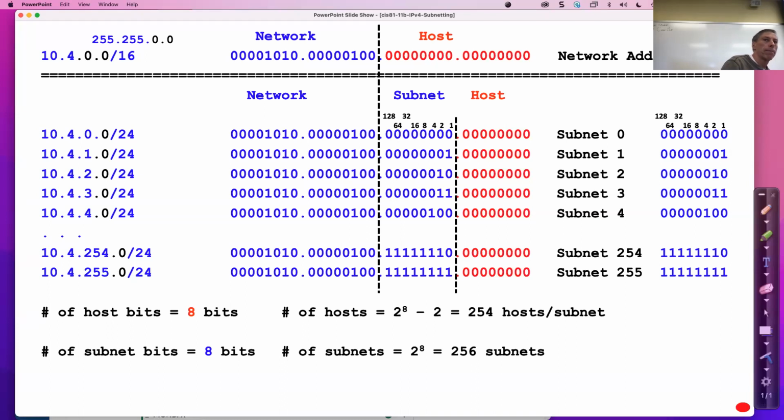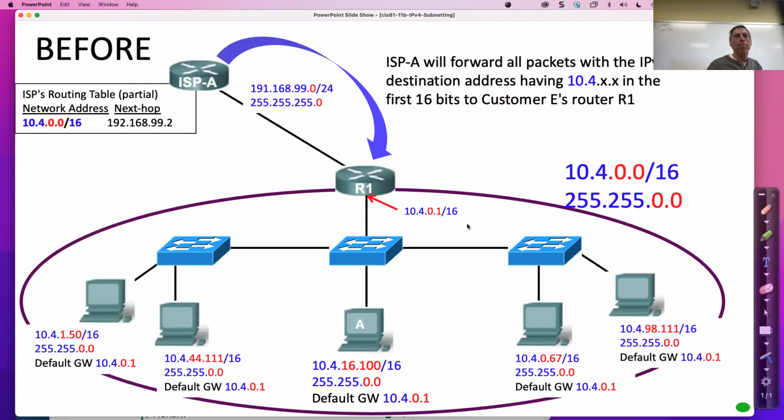Now there was a time, you don't have to know this, but I like to talk about old stuff. It was only about maybe 15, 20 years ago that you couldn't use the first or last subnets. I won't go into the history of that, but anyway, now it doesn't matter.